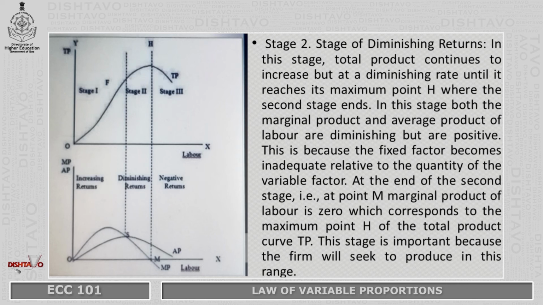In this stage, total product continues to increase but at a diminishing rate until it reaches its maximum point H, where the second stage ends. Both the marginal product and the average product of labor are diminishing but are positive. This is because the fixed factor becomes inadequate relative to the quantity of the variable factor. At the end of the second stage, at point M, the marginal product of labor is 0, which corresponds to the maximum point H of the total product curve TP.